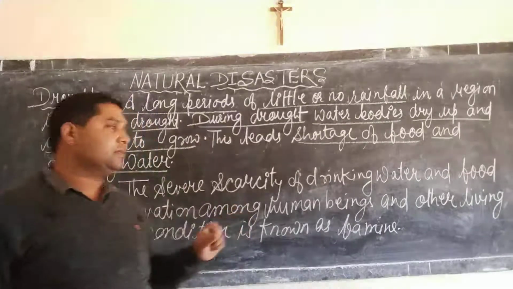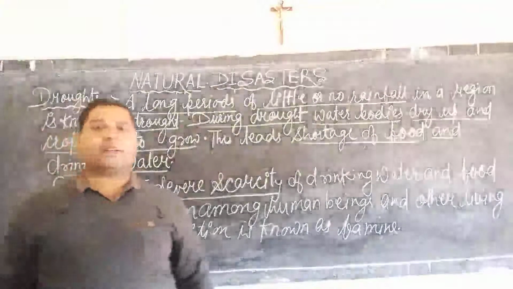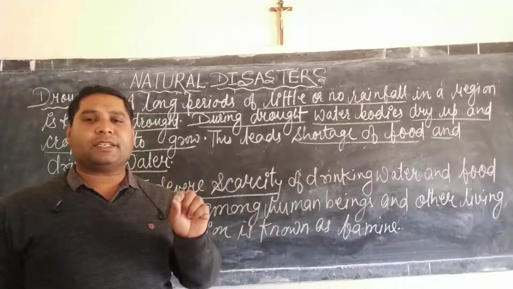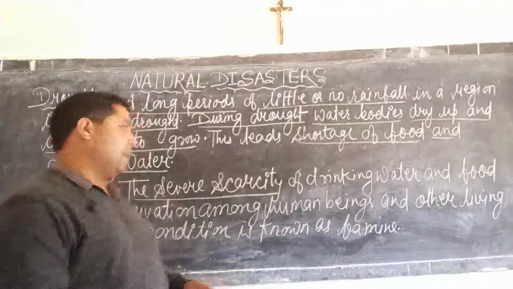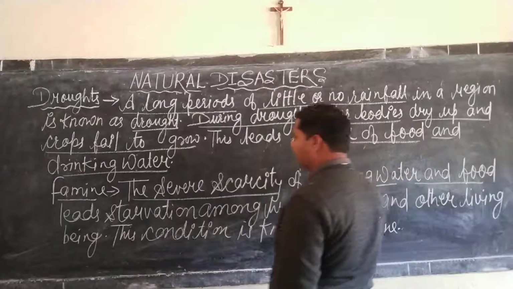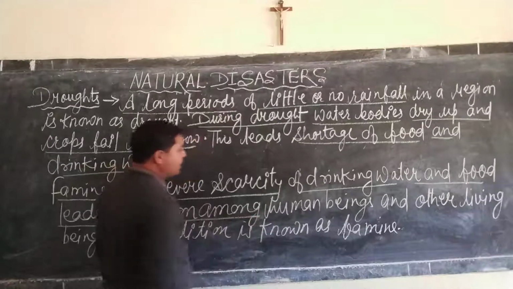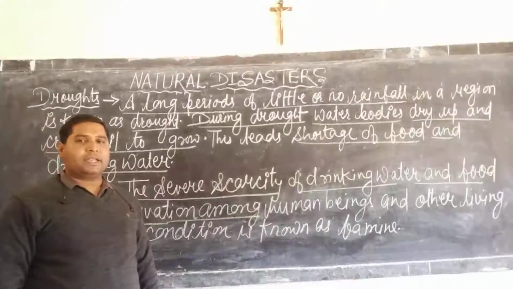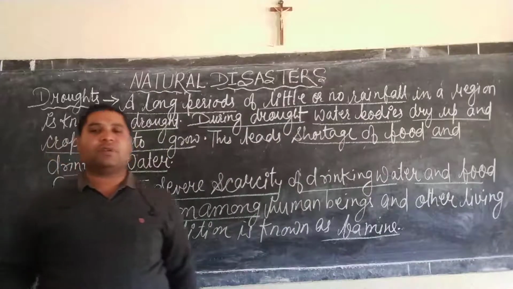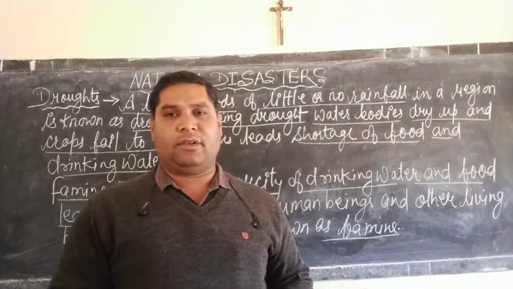So what do you mean by famine, dear student? Severe scarcity means drinking water and food is not available, or is available in such a small amount that it can't meet the demand of the population of that particular area. This severe scarcity of drinking water and food leads to starvation among human beings and other living organisms, and this condition is known as famine. So now you know what condition will occur due to the drought. Now I am going to explain how we can prepare for the drought.